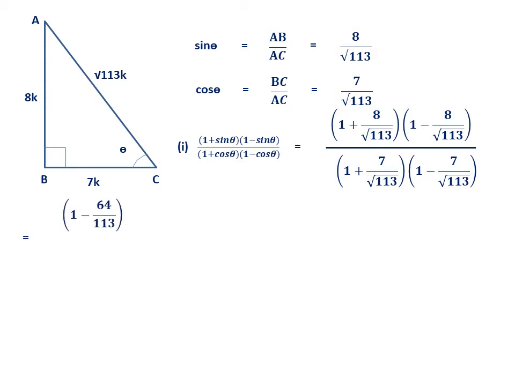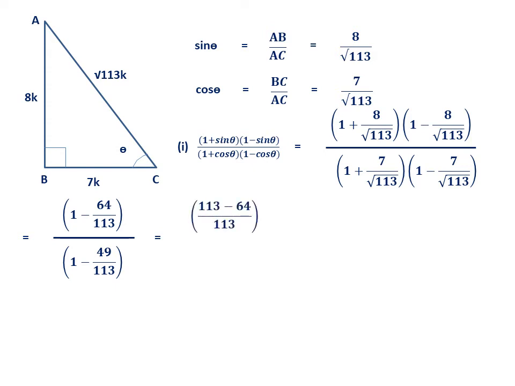So a plus b into a minus b is what? A square minus b square. Therefore it becomes 1 square, 1, then 8 by square root of 113. When you square it, 8 square is 64. Square root goes, so 64 by 113. Same thing below. 1 minus 49 by 113.